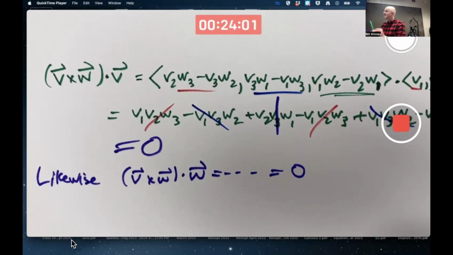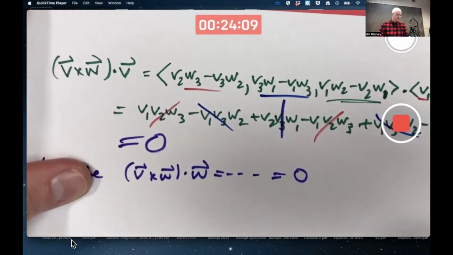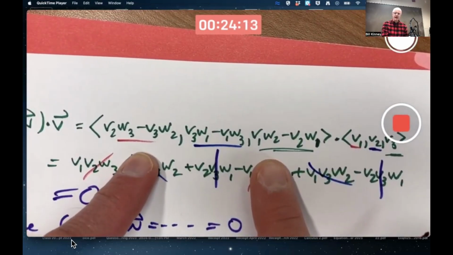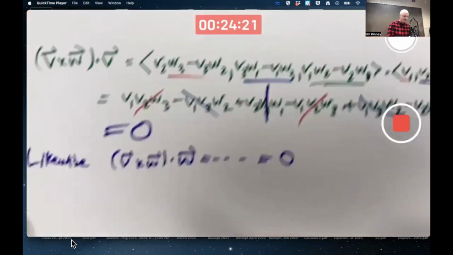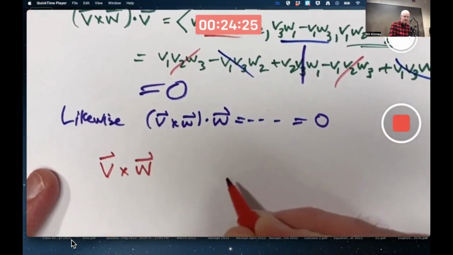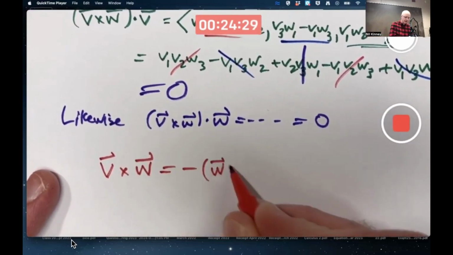The order matters. V cross W does not equal W cross V. That shouldn't be too surprising when you think about the formula for V cross W. If you switched around the roles of the V's and the W's, you probably wouldn't get the same thing. And in fact, it's the opposite of what you get this way. V cross W does not equal W cross V, but it does equal the negative of W cross V.